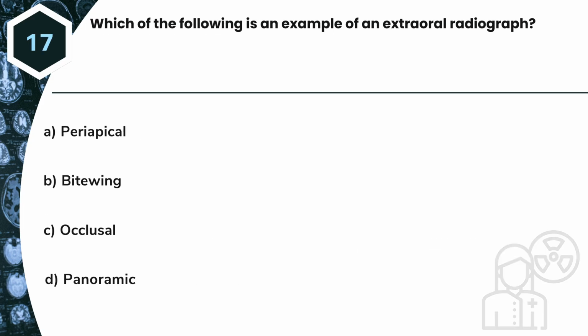Question 17. Which of the following is an example of an extraoral radiograph? A. Periapical. B. Bite wing. C. Occlusal. D. Panoramic.